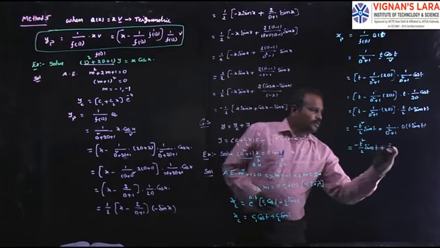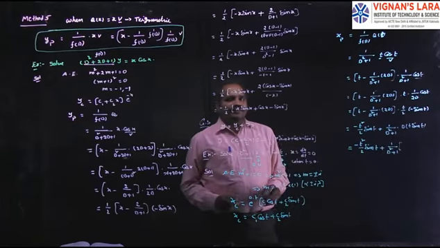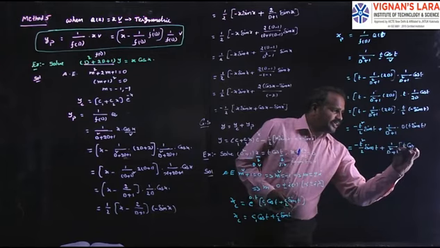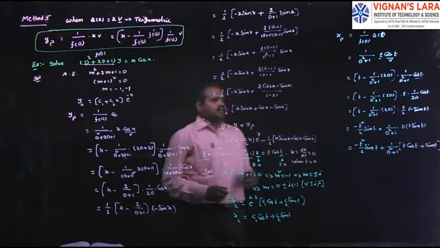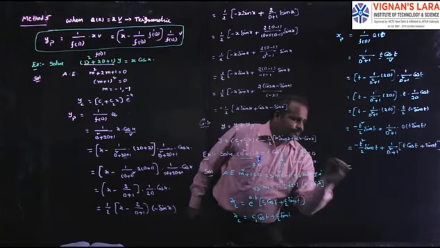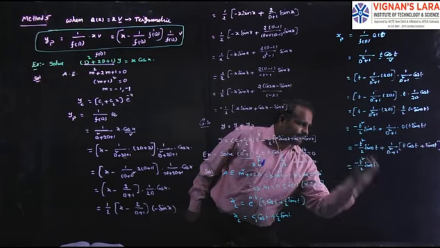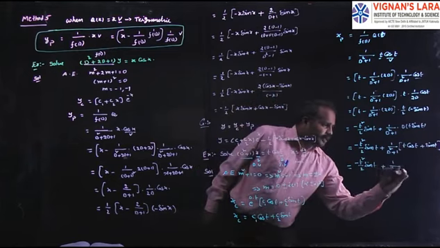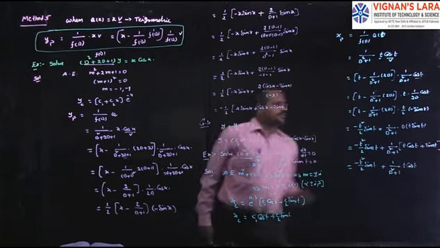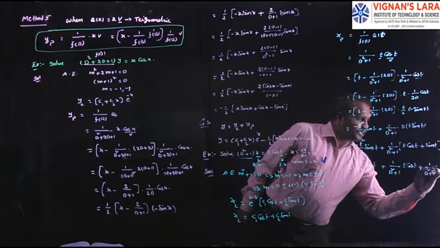plus 1 by d square plus 1 into derivative of t sin t, uv formula. What is the uv formula? T into derivative of sin t, cos t, plus sin t into derivative of t, 1, which is equal to minus t square by 2 sin t, plus multiply 1 by d square plus 1 inside, 1 by d square plus 1 into t cos t, plus 1 by d square plus 1 into sin t.